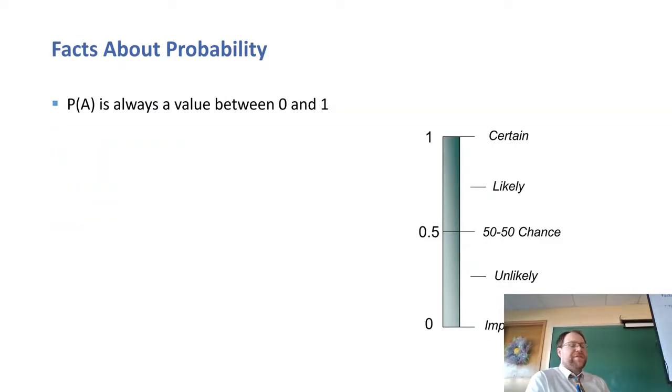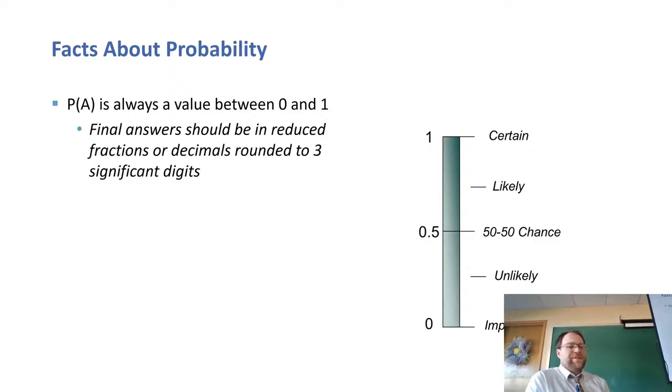Probability values are always between 0 and 1. If you get a probability of 0, that means it ain't going to happen. No matter how many times you do it, there is no way it's going to occur. Probability of 1, that means it's all going to happen. The closer you are to 1, the more likely it is to happen. The closer you are to 0, the less likely it is to happen. You can't go above 1 and you can't go below 0.